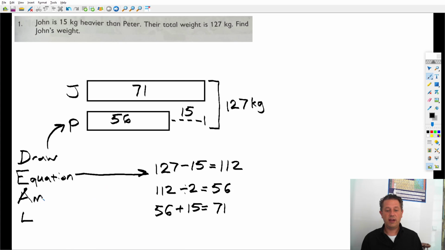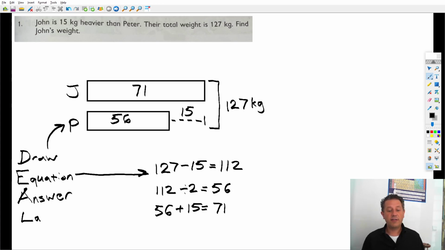The third is answer, of course. Very important to know your answer, especially when you get into these heavier problems where, for example, we found out that Peter weighed 56 kilos, but that wasn't the answer. I mean, we did discover that answer, but it wasn't the answer to the question because the question was saying find John's weight. So very important for them to remember that, to find that answer.